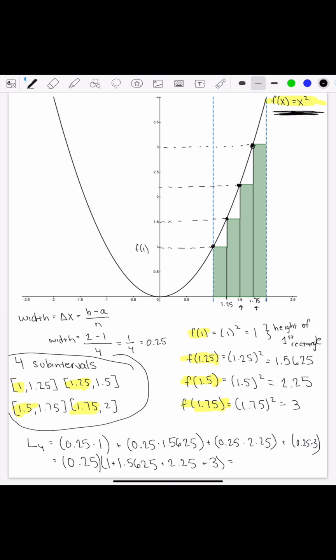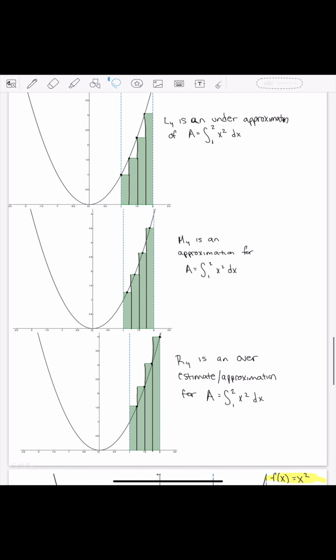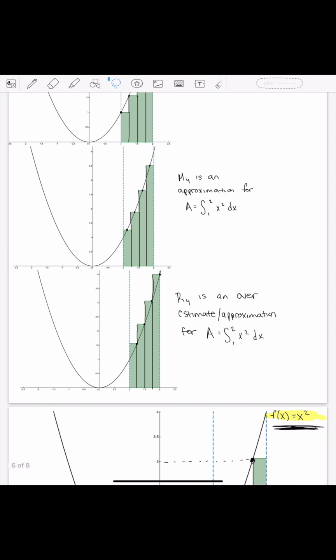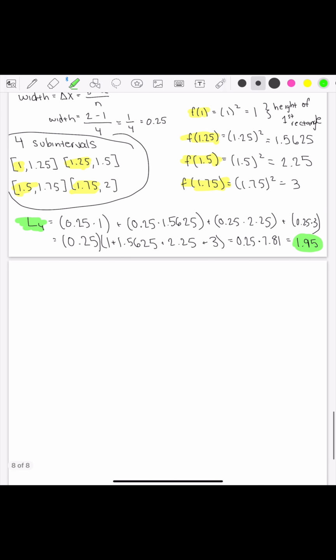And that'll make the calculation a little bit shorter for us. Alright, so let me use my calculator. We have 1 plus 1.5625 plus 2.25 plus 3, so I have 0.25 times 7.81. And that gives me 1.95 as my final L4. Okay, so now let's move on and do R4. So this was L4.